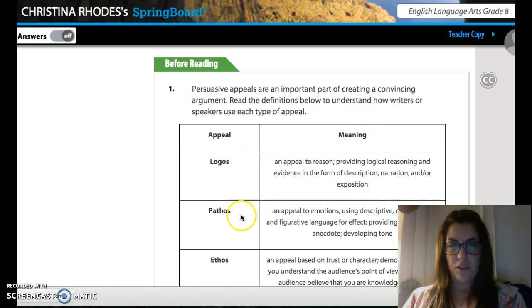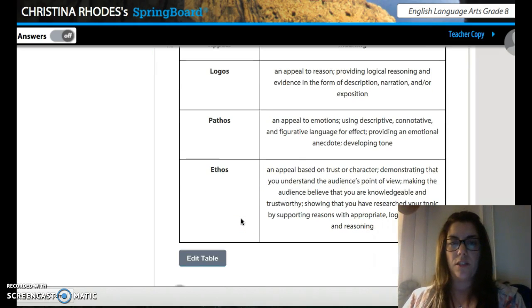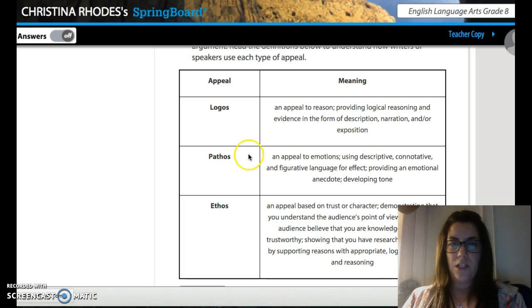So we have logos, pathos, and ethos. You need to know all three types. So please read logos, pathos, and ethos with your shoulder partner now. I will pause the video.